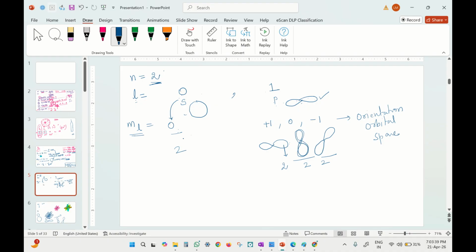Which makes a total of how many? Why is there a 2 there? Because the second shell has 2 subshells, namely S and P. The S has only one orbital or one orientation, which will also have 2 electrons, na? So 2 from the S subshell of the second shell, and 6 more from the second shell P subshell. Totally makes how many?